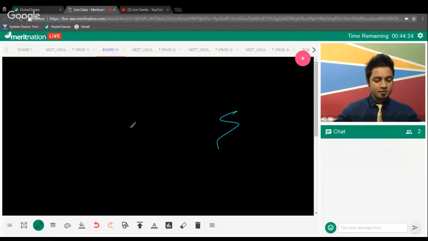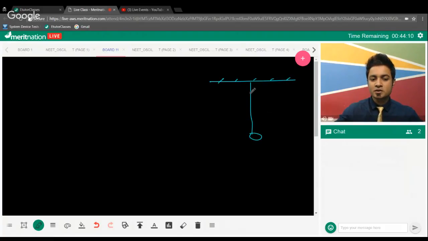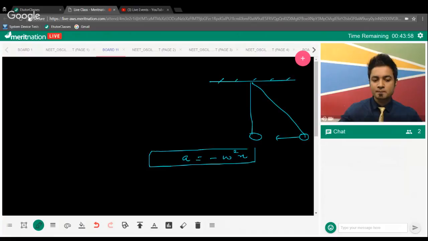So what was it? If I'm just talking about the SHM, I'm just considering a pendulum here. Whenever it is moving away from the extreme position, the acceleration has to be directly proportional to the displacement. Displacement you have to always measure from the mean position, and the acceleration has to be always towards the mean position. This is the main factor for the SHM.